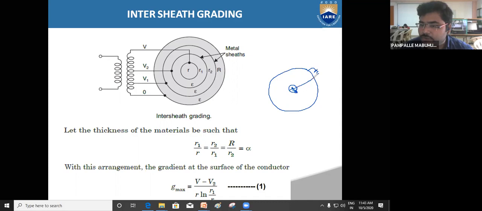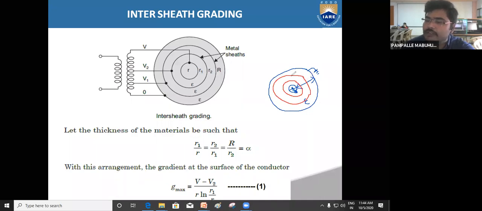So now between these two layers, that means the surface of the conductor and the sheath, you will be having only one insulating material. That insulating material will have a permittivity of epsilon. Now in intersheath grading, what you are going to do is, in between the surface of the conductor and the sheath, you are going to use some metallic sheaths like this.